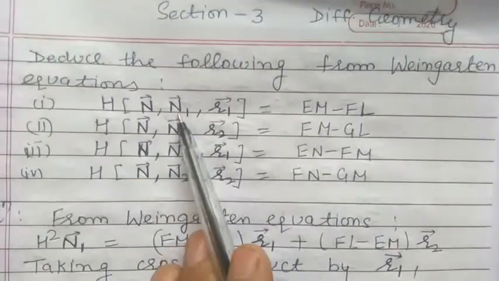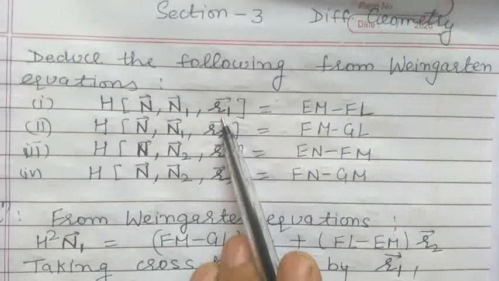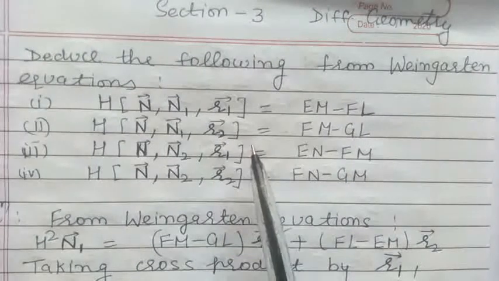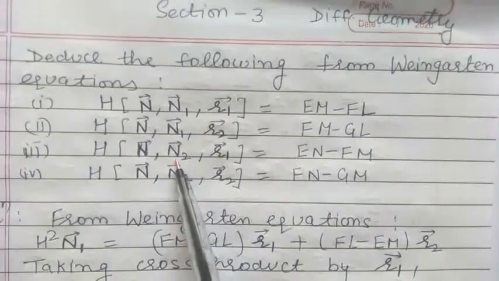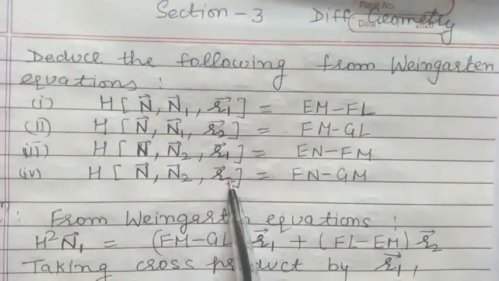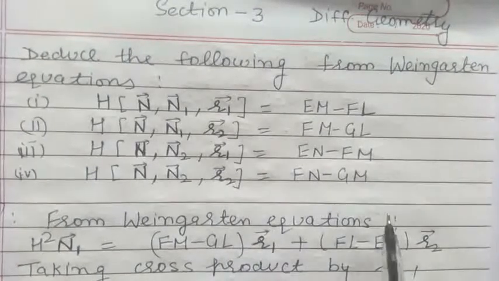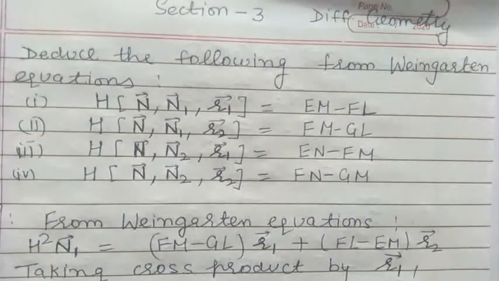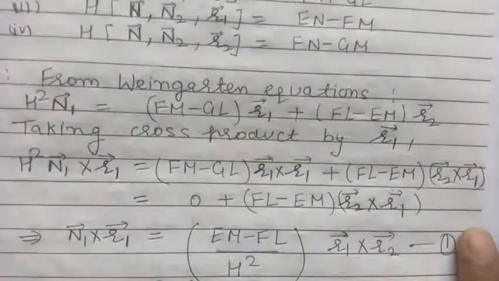Here n1 is the partial derivative of the normal unit vector n with respect to the parameter u. r1 is the partial derivative of vector r with respect to parameter u. n2 is the partial derivative of the normal unit vector n with respect to parameter v, and r2 is the partial derivative of vector r with respect to parameter v, and E, F, G, L, M, N are the fundamental magnitudes. So in order to prove these parts, let us start from the Weingarten equations.